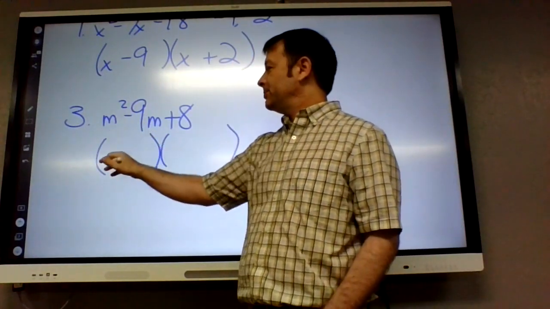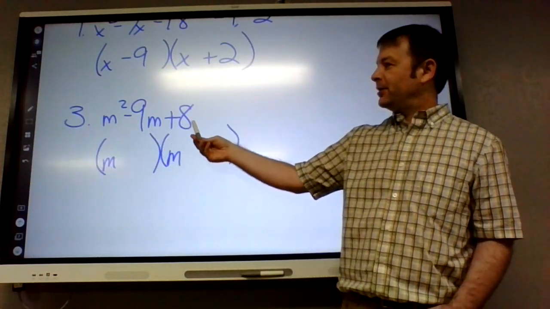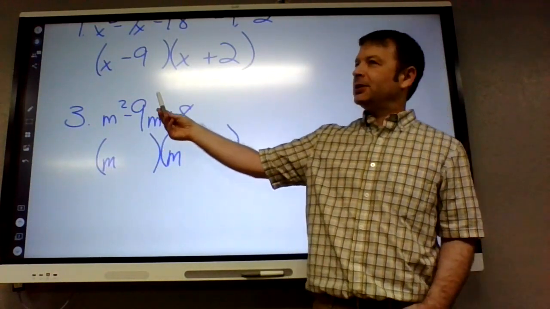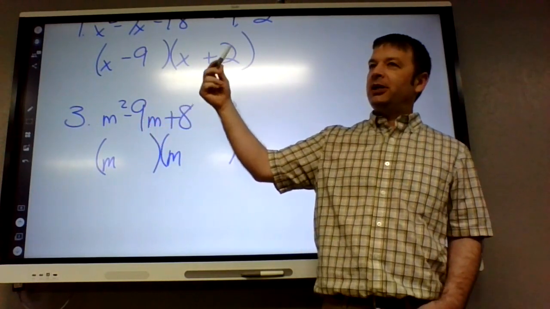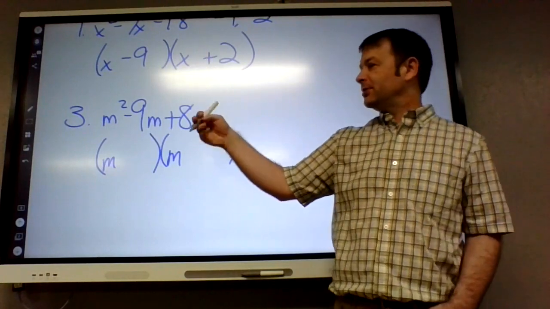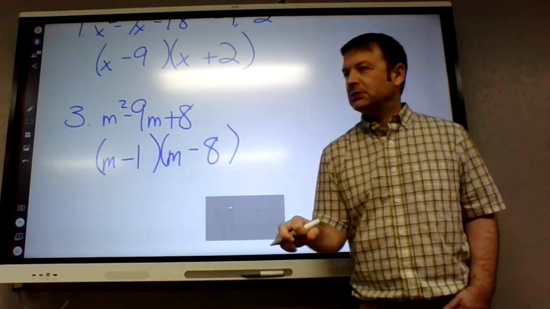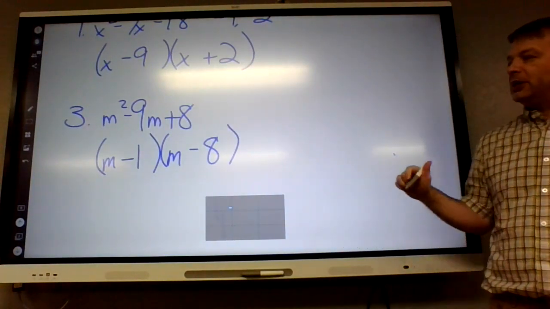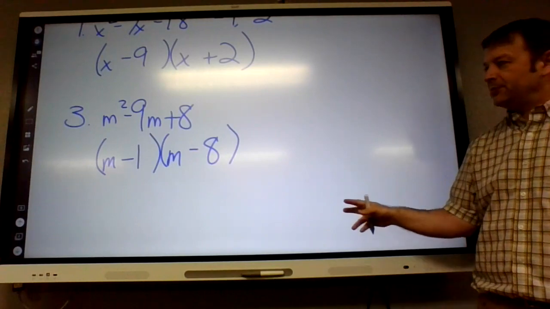So, what goes into m squared? All right. What multiplies into 8 that adds up to negative 9? I feel like we did this one yesterday. 1 and 8. 1 and 8, but they have to add up to negative 9. So negative 1 and negative 8. The two negatives multiply to positive 8, but they add up to negative 9.